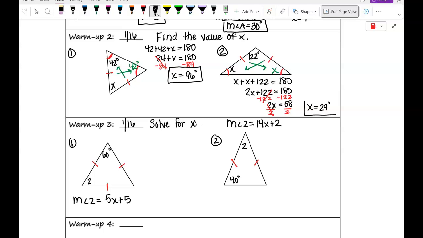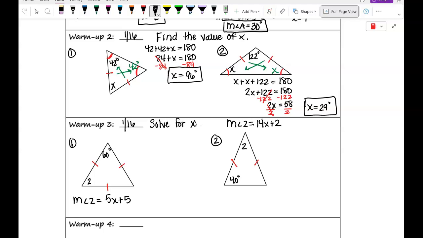29 degrees. But again, I can't say it enough. It starts with the isosceles triangle theorem. And we know it's an isosceles triangle because we see the markings to show that two sides of the triangle are congruent. Now, the second set of warm-up questions here, they want you to solve for x. So now they're going to be giving me expressions that I have to deal with. But again, I need to know the relationships in the triangles.